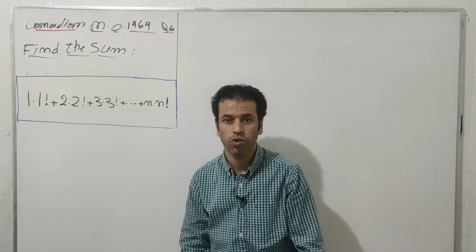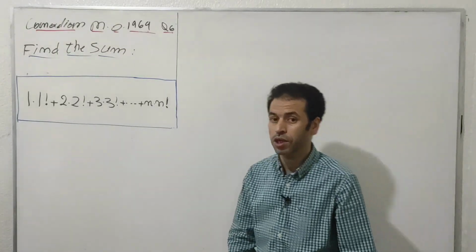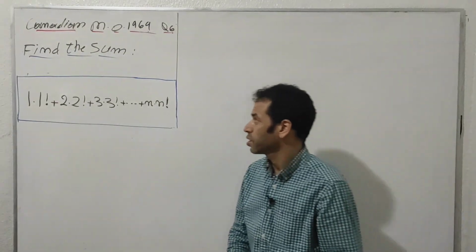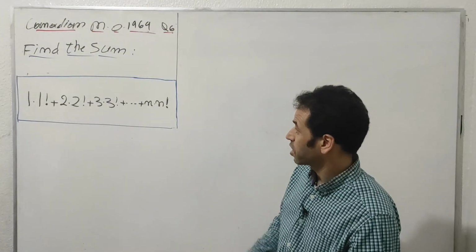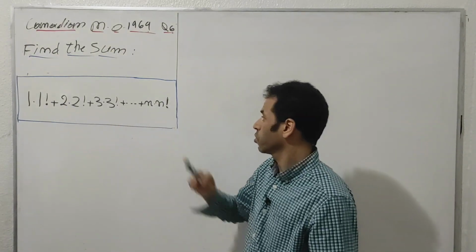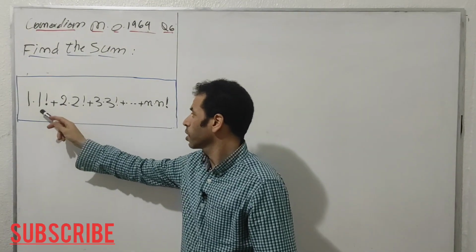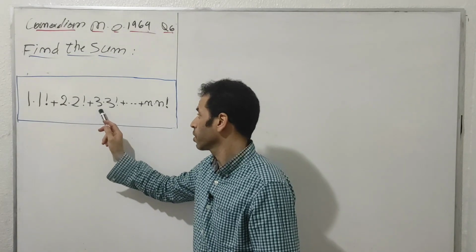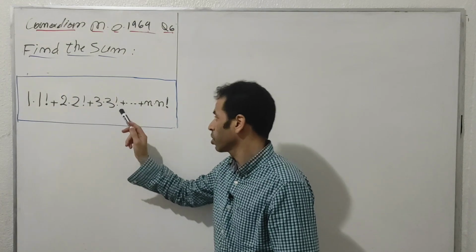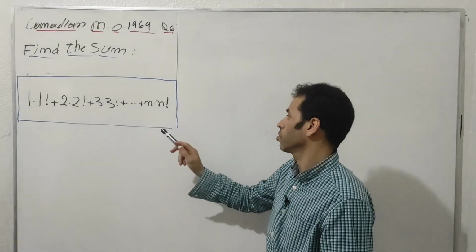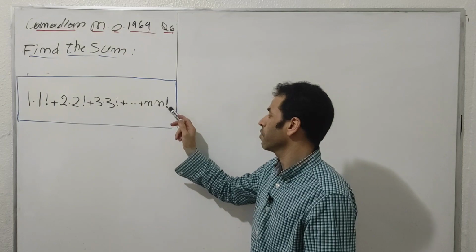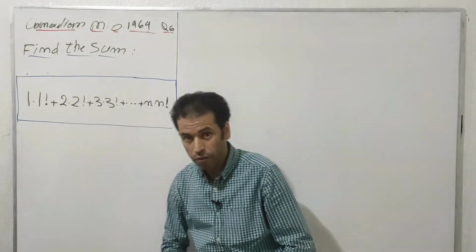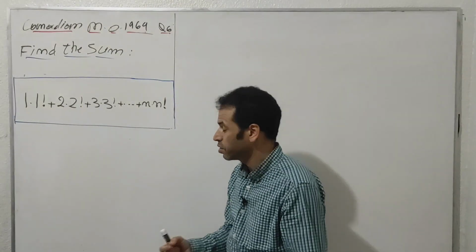In this video, I would like to introduce you a very nice problem of Canadian Mathematical Olympiad, edition 1969, question number 6. Here is the following setup. Find the sum of this sequence. We have 1 multiplied by 1 factorial plus 2 multiplied by 2 factorial plus 3 multiplied by 3 factorial, and so on and so forth until you get the last term, which is n multiplied by n factorial.